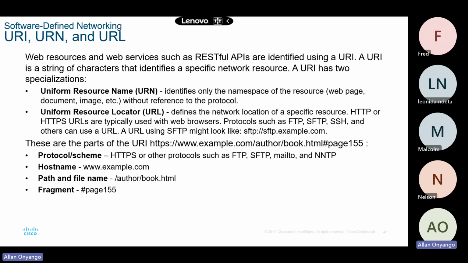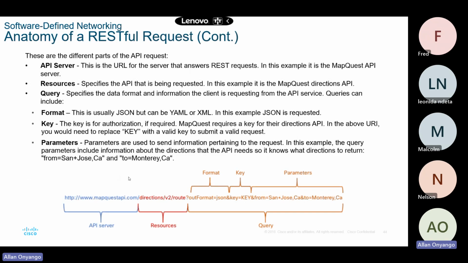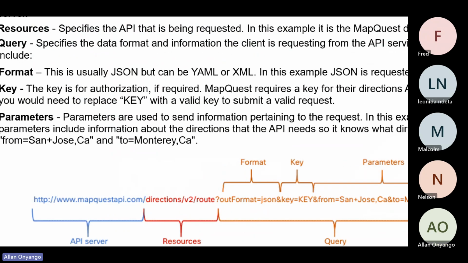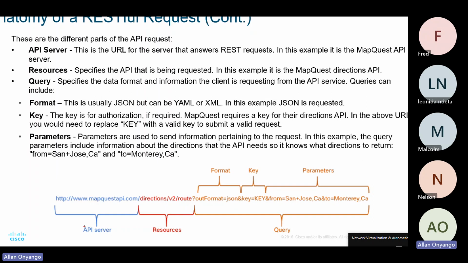So looking at it from an API point of view, we can actually look at this particular format here, where we have the API server right here, okay, which is the URL for the server that answers the request of the API. We have the resource that is being requested, and that is actually directions or routes there. That's the resource. The query, which basically specifies the data format and information the client is requesting, and you can see that here. This is the suggestion key here.